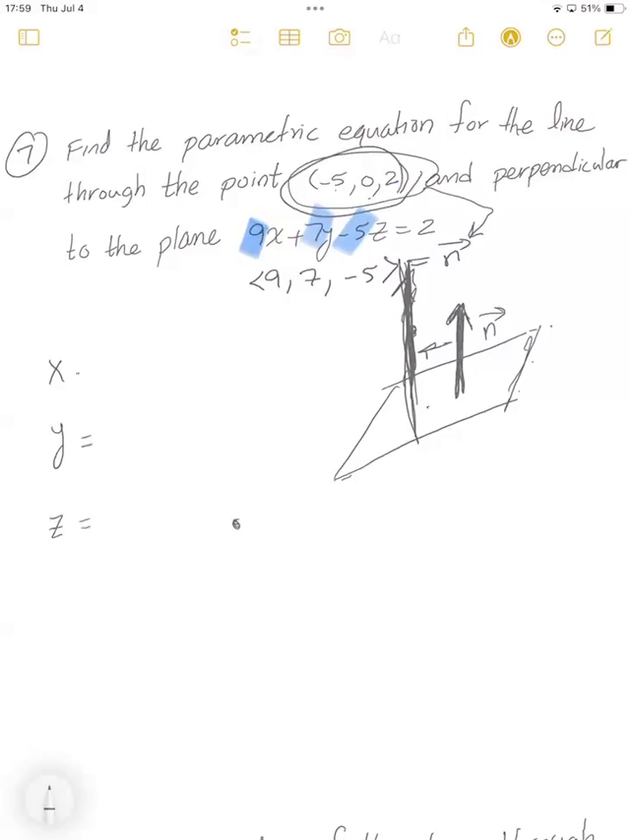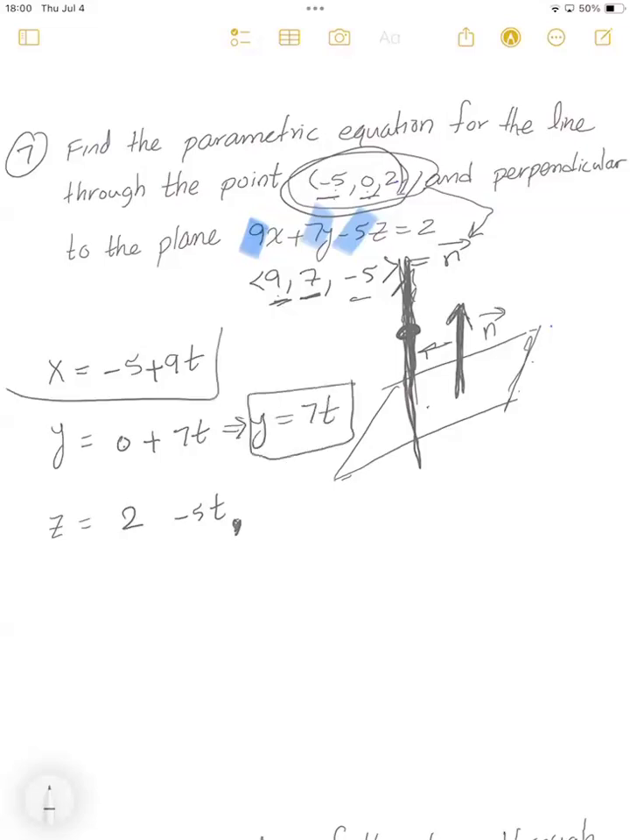This problem is super easy because all you have to do is write 9t, 7t, negative 5t, that's for x, y, and z, and these are your points. This is how you find the equation of this line that is going through that point. Negative 5 plus 9t, 0 plus 7t, 2 minus 5t. And since you have a 0 here, you can just write this as y is equal to 7t. So this is the equation of the line in parametric form.